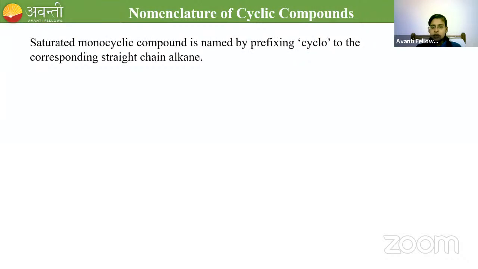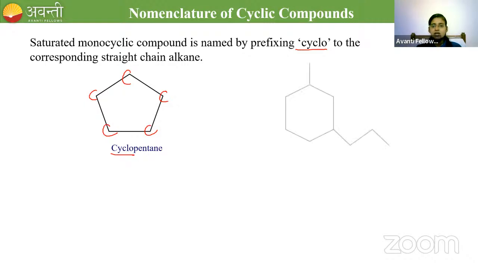A saturated monocyclic compound is named by prefixing cyclo to the corresponding straight chain alkane. Saturated means a compound containing only single bonds. Monocyclic means a compound containing only one cycle. For example, I am taking this. It is named cyclopentane. Why is it called cyclopentane? We have 5 carbons arranged in a cyclic manner, so we use the prefix cyclo. That's all. Cyclopentane.